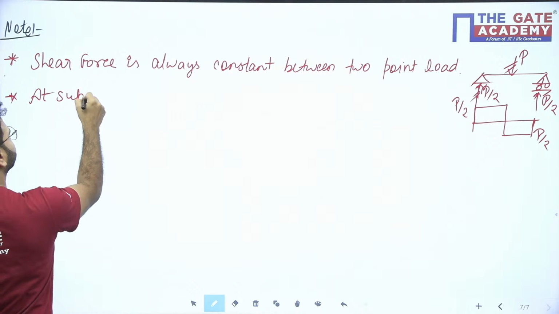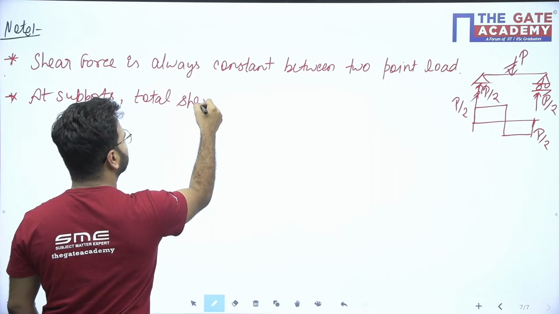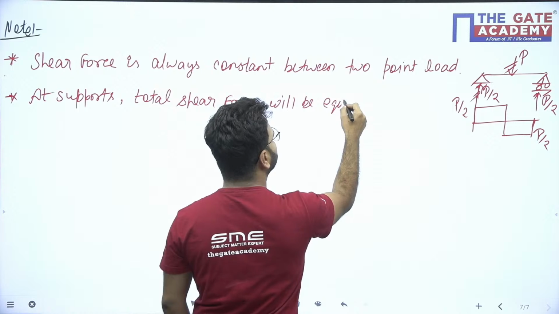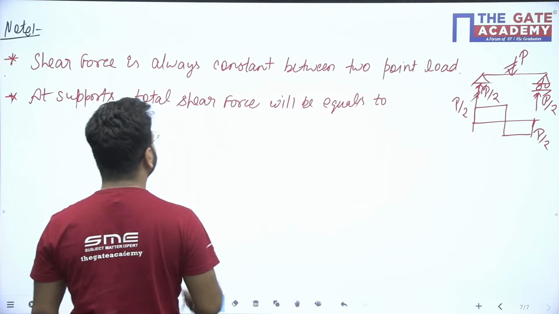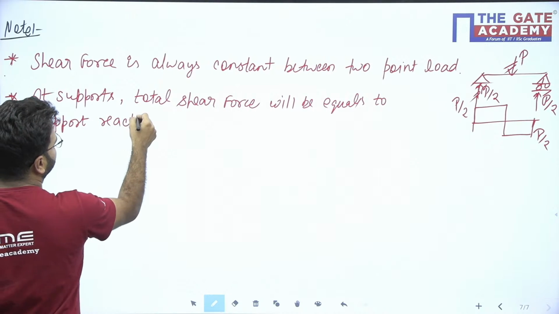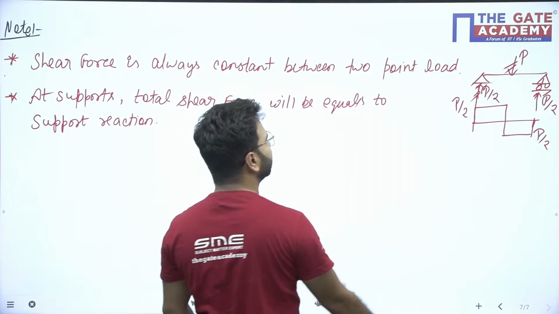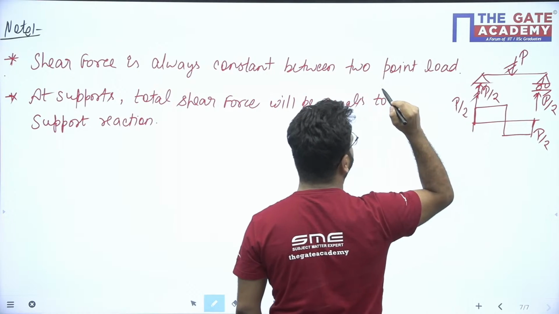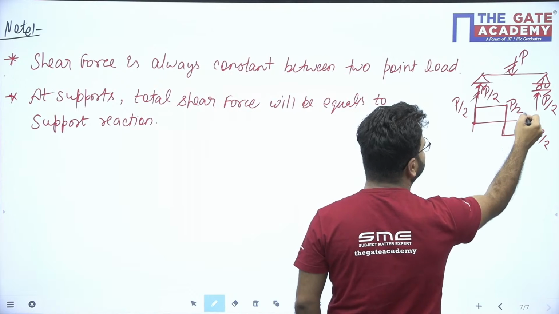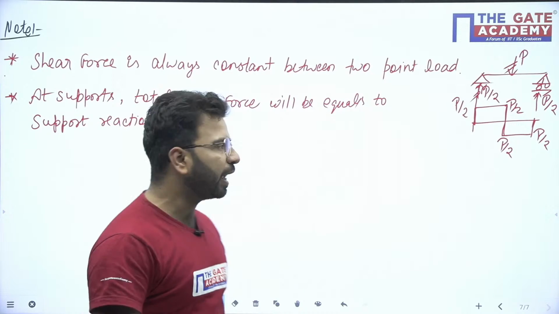Second, at supports, total shear force will be equal to the support reaction. You can see here the support reaction is P by 2, so the shear force also comes P by 2 only. Why am I saying total? You can see here the total shear force is P by 2 and P by 2, that is P. So that's why I am saying the total shear force will be equal to the support reaction.